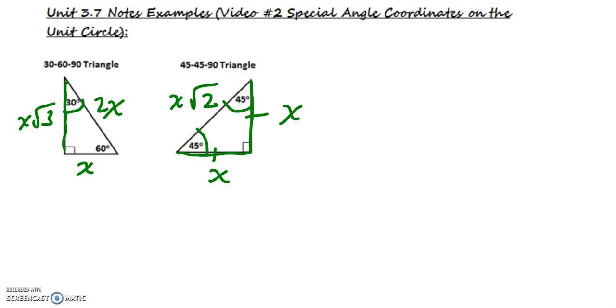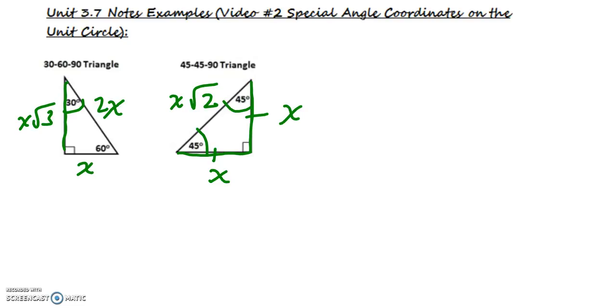I don't remember if I said this in the last video. Something that I do to remember if it's the square root of 3 or the square root of 2 is this one has a 30-degree angle with a 3, so the square root has to have a 3 in it. This triangle has 2 congruent sides, so the square root has a 2 under it. That at least helps me remember, a good memory trick there.